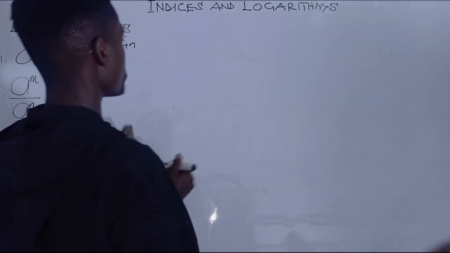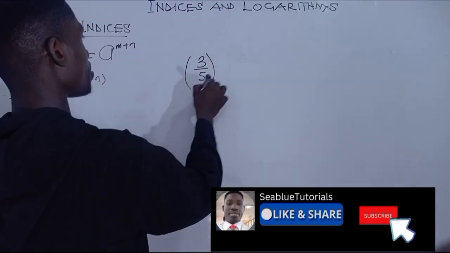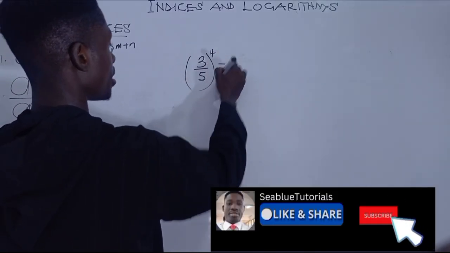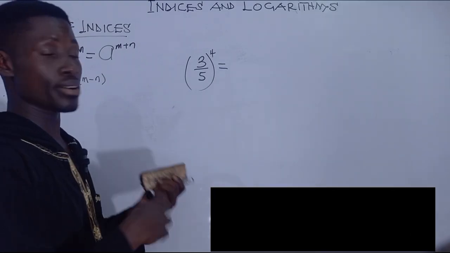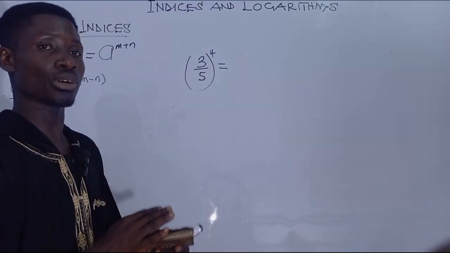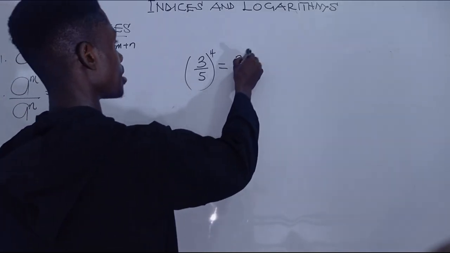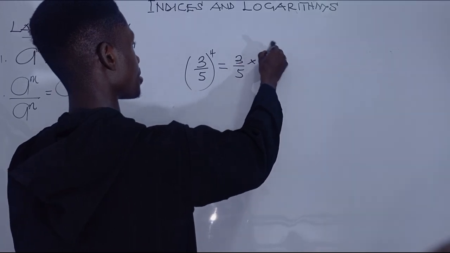So let's look at these numbers. Let's take it that you have 3 over 5 all raised to the power, let's say, 4. Now this means that the number 3 over 5 is multiplying itself how many times? It is multiplying itself 4 times. So we can write this as 3 over 5 multiplied 4 times.